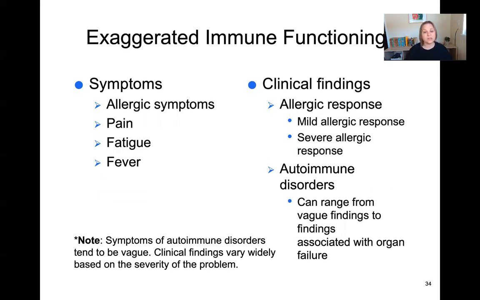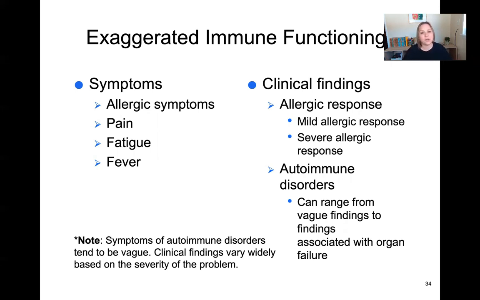And on the flip side, someone who has an overactive and exaggerated immune system, we're going to see allergic symptoms, pain, fatigue, or fever. They may have a mild allergic reaction. So if you're allergic to cats and you go pet a cat and then your eyes are watery and red and maybe your nose is a little sniffly, well, that's a pretty mild reaction. If you're allergic to peanuts and they have peanuts in your pad thai that night, your throat starts closing, you drop your blood pressure, and you go into anaphylactic shock. Well, that's a very severe allergic reaction. So allergic reactions can really run on a spectrum.